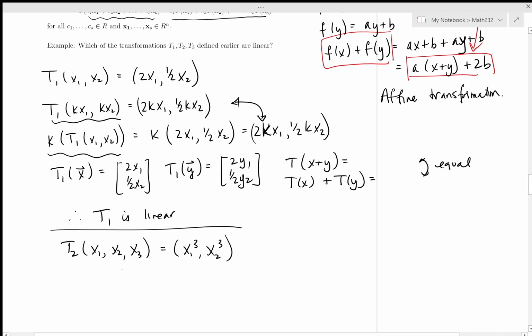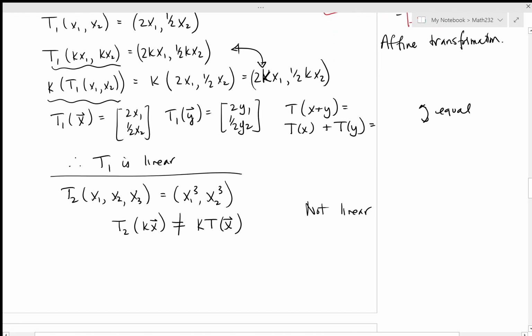But what you could do is confirm this. T2 of kx is not equal to k times T2 of x. So confirm that by just doing the algebra there. So this one is not linear. And then our third transformation, T3.